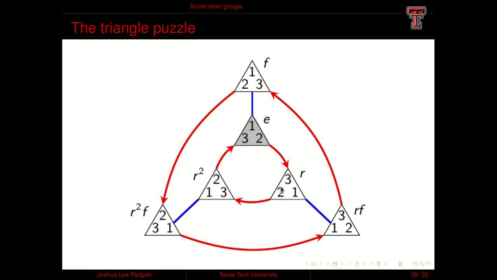Similarly, when I was right here, this was the other one I generated from the identity. If I perform a rotation, I end up here. And if I perform a flip, I end up here.